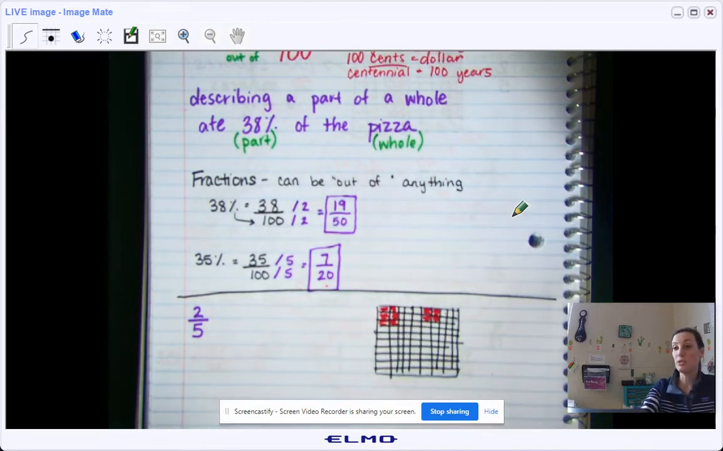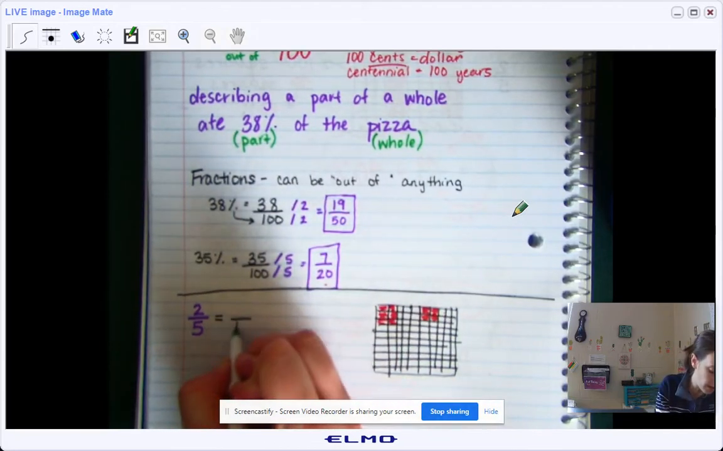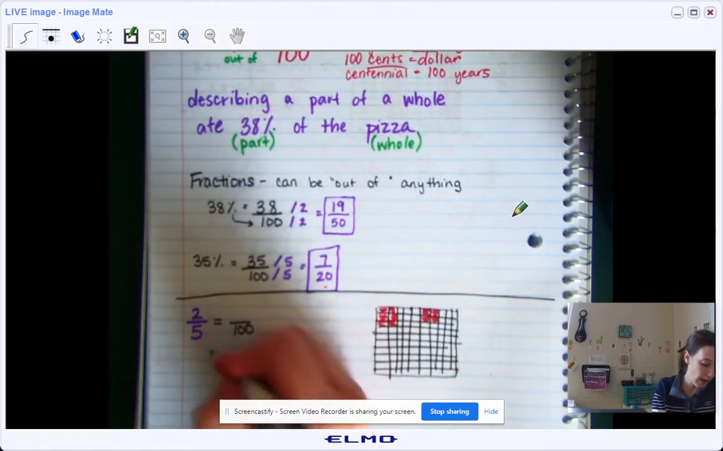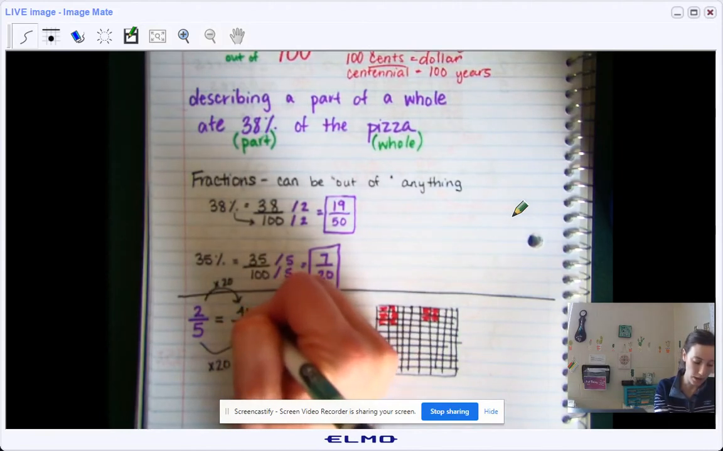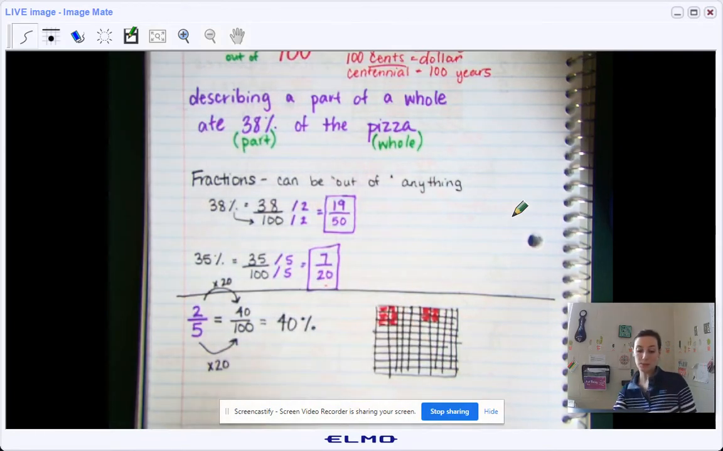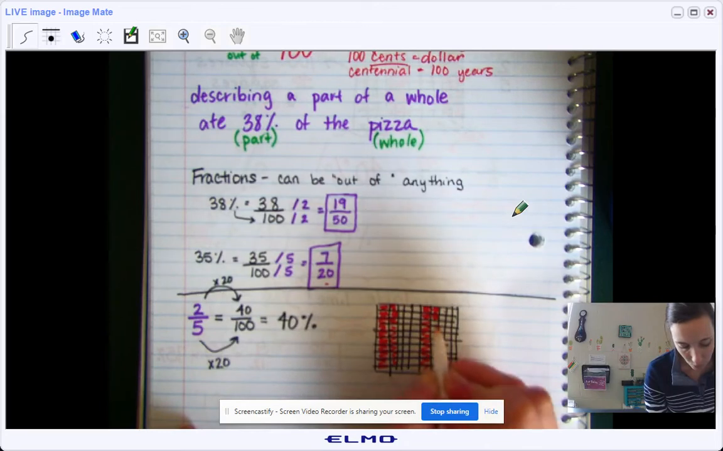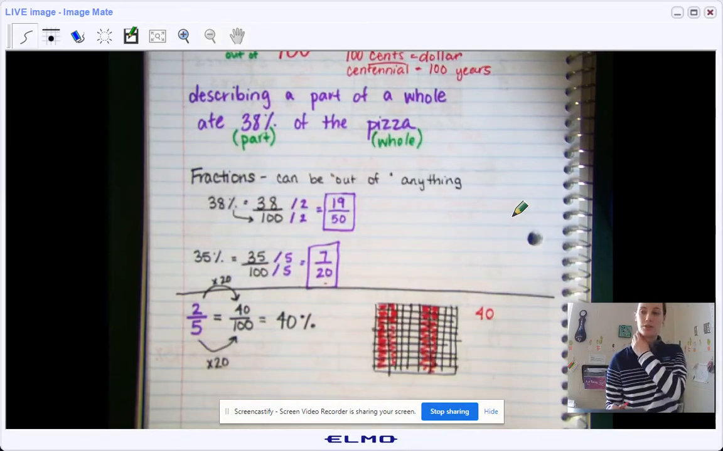Okay, another way to do that with less drawing is to make an equivalent fraction with 100 on the bottom, because we know that we're trying to get to a percent, to out of 100. So I ask myself, how do I go from 5 to 100? I multiply by 20. Whatever I do to the bottom, I have to do to the top. 2 times 20 is 40. 40 out of 100 is the same as 40%, which makes sense because if I were to continue my pattern, I would end up coloring in 40 squares out of 100 squares.